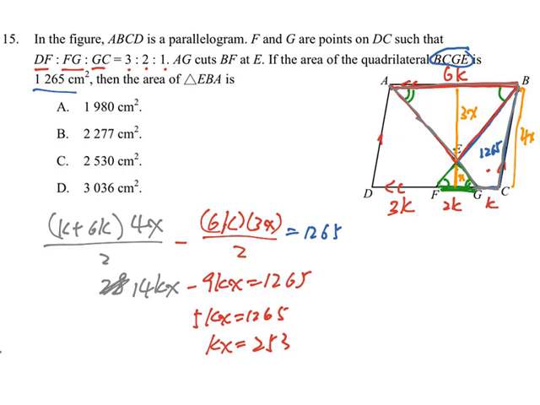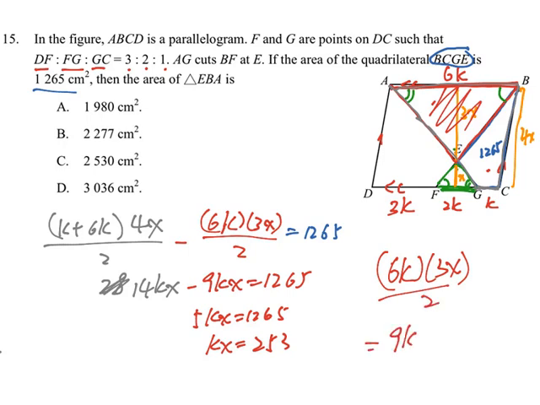Finally, we need to find the area of the red one, this one. That means 6k times 3x over 2. So because it's 9kx, so 9 times 253. So we can get 2277. So the answer is B.